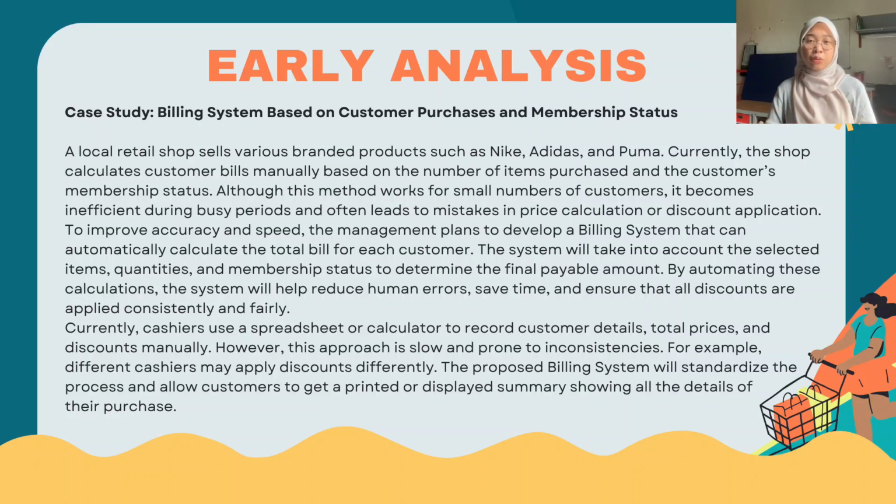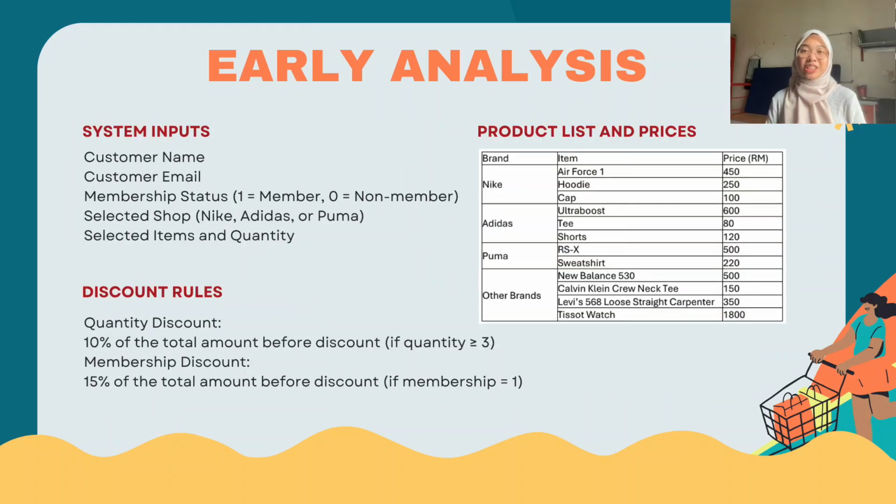To solve this issue, the shop plans to implement an automated billing system that calculates the total amount quickly and accurately. The system requires several inputs to function correctly. This includes the customer's name, email, membership status, selected shop, and the item chosen along with the quantities. The system applies two discount rules: first, a quantity discount of 10% if the customer purchases 3 or more items, and the second one is a membership discount of 15% if the customer is a registered member. By applying these rules automatically, the system ensures fair, consistent, and accurate billing for every customer.